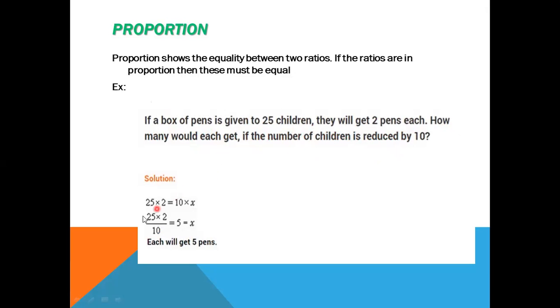So how can we solve that? See now here 25 children are there and each child will get 2 pens. So that means 25 into 2. Now if that 25 children we reduce by 10, so if there are 10 members, how much will each get? That is our question.